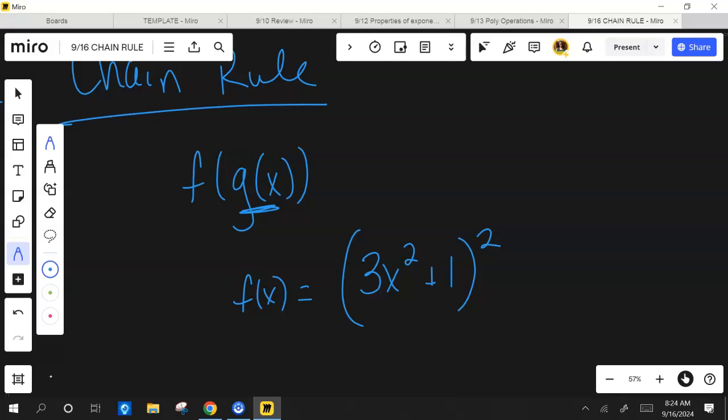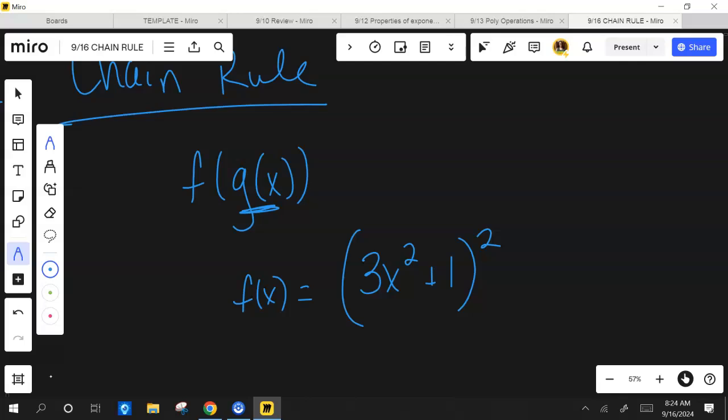The outermost function is x squared. The innermost is 3x² + 1. Do you see that? There's two different functions going on here. So, let's see, Blow Pop, we're going to have to work our way through the outer shell to make it to the middle.